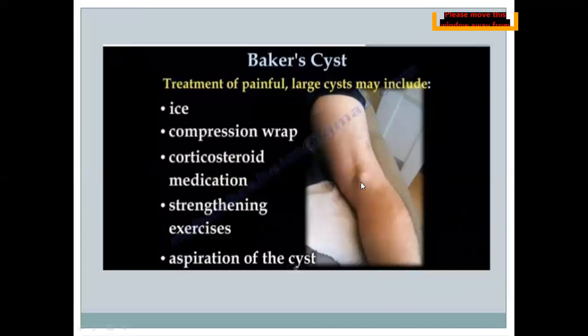So Baker's cyst is actually a very painful condition, and large cysts may include, generally we treat it with the help of ice treatment or compression wrap. We can give corticosteroids, painkillers, medication, strengthening exercises and aspiration of the cyst.